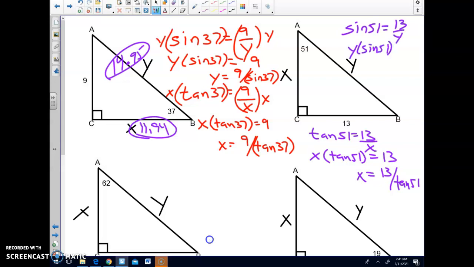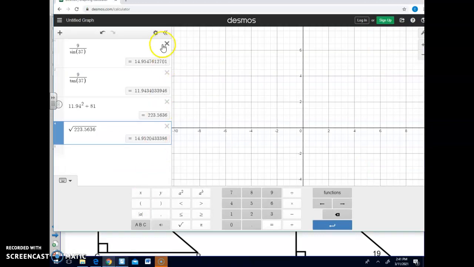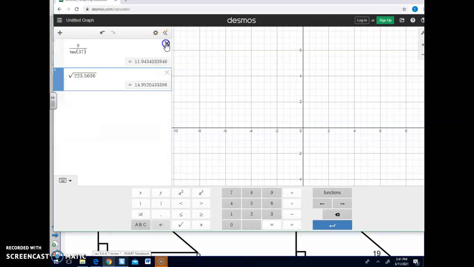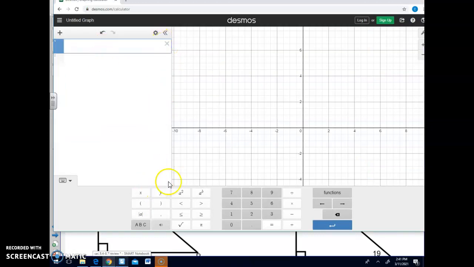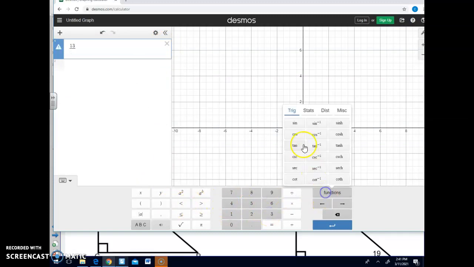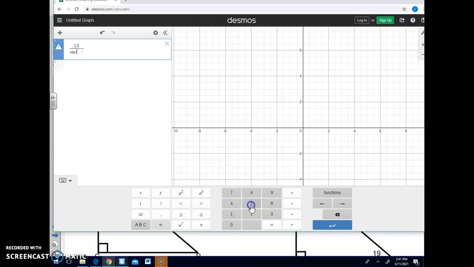This y times the sine of 51 equals 13, and y equals 13 divided by the sine of 51. And once again, we're going to go right to our calculator. I'm going to do these a little quicker. Instead of saving it to the end, I'm going to do the calculator as we go. Okay, we have 13 divided by the sine. Once again, we're not using inverse sine, we're using sine of 51.